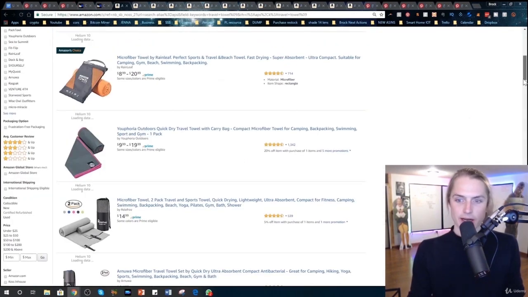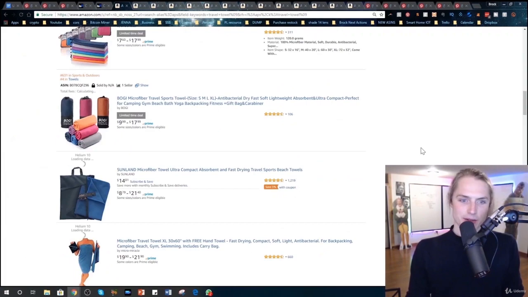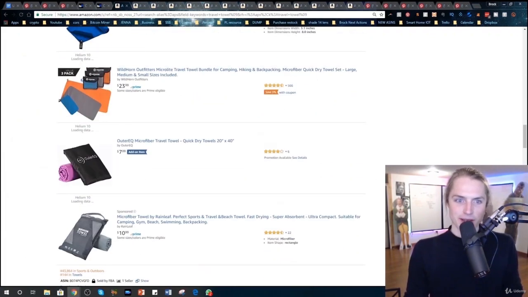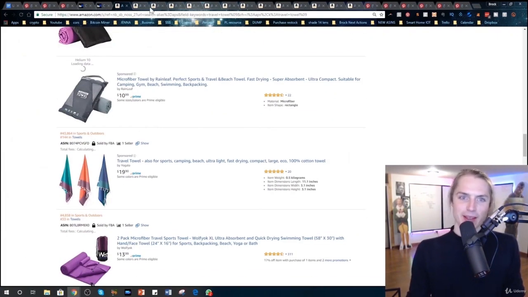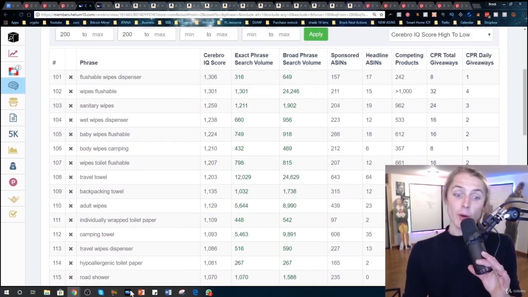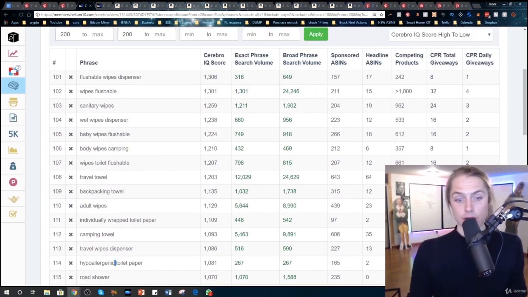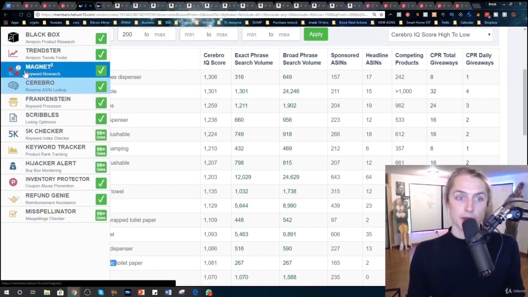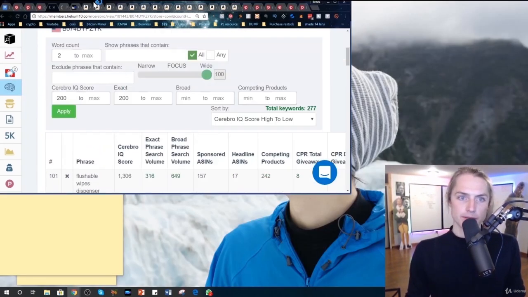Travel towel. Yeah, I wouldn't. Travel towel is gonna be a tough one. I mean, there's just so many people, and at the end of the day, you're selling the same microfiber towel. Maybe you have some different pitch on it. Hypoallergenic toilet paper. Oh, now this would be something that I would look into as we're going here.